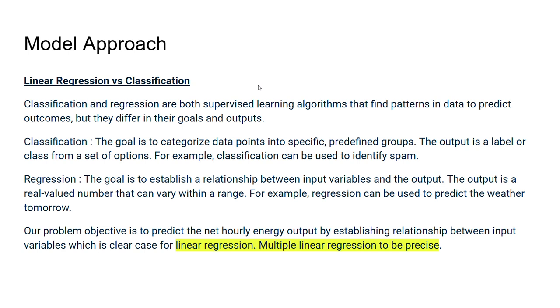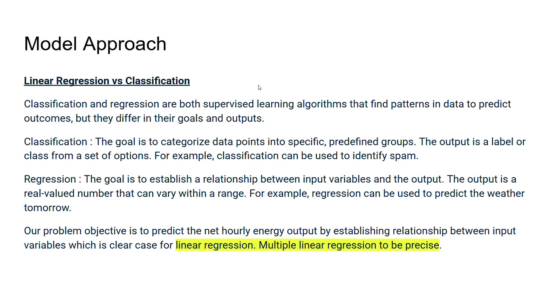For example, you train the model in such a way it is able to identify a normal email from a spam email. The regression, on the other hand, the goal is to establish a relationship between two variables, input variable to the output variable. The output is a real valued number that can vary within a range. For example, you can train the weather data set for the model to predict what could be the weather tomorrow.